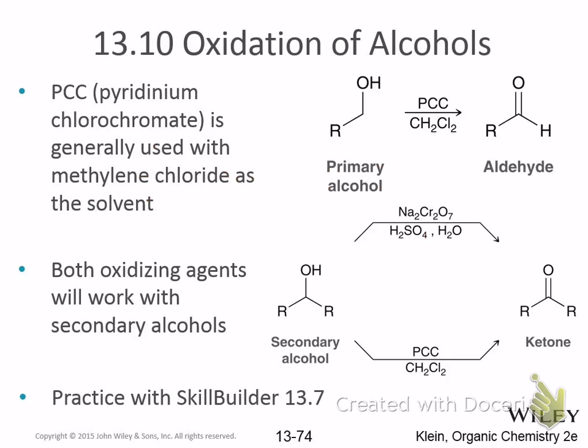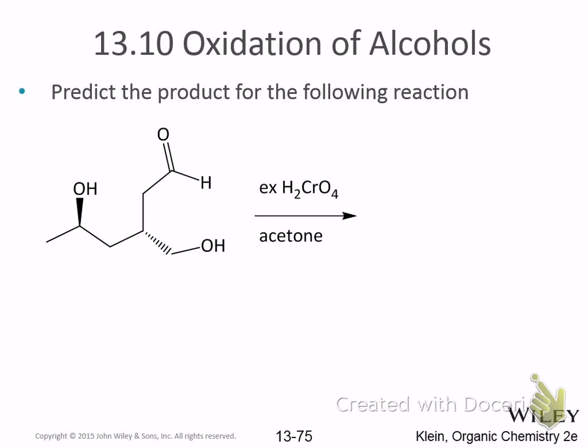Okay, so principal use for PCC is to take primary alcohols to aldehydes. When we used it in lab this semester, I just used it because it's a little bit easier to use, but we could have just used chromic acid too. So I'm going to convert this into two questions, actually. So let's answer the first one. You have excess chromic acid in acetone.